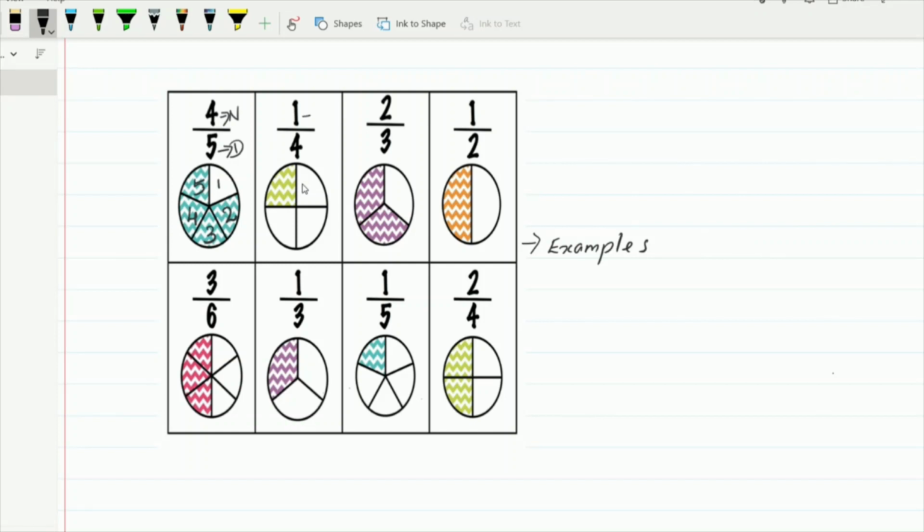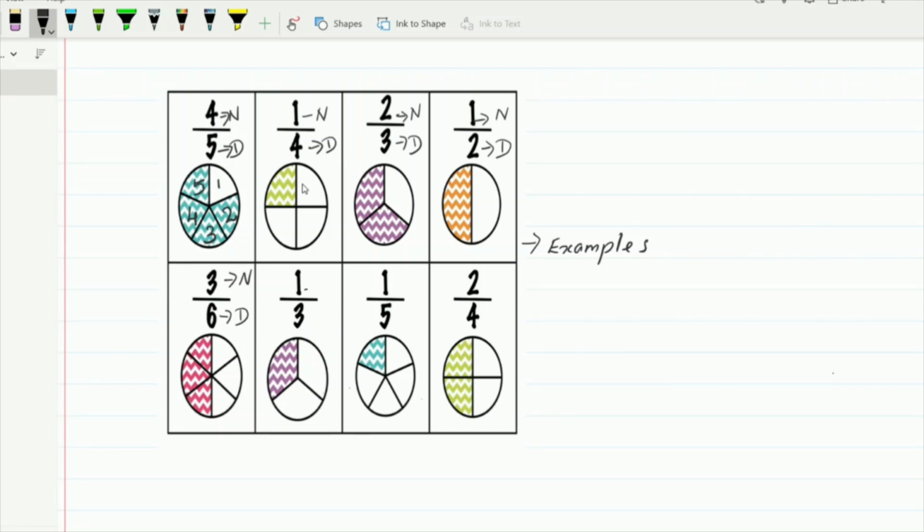In the same way here, the numerator is 1 out of a total of 4 parts, so the denominator is 4. Total 4 parts, 1 part is selected, therefore the fraction is 1 by 4. In this case 2 parts are selected out of 3, so 2 is the numerator and 3 is the denominator. In the 1 by 2 fraction, 1 is the numerator and 2 is the denominator. That figure is divided into 2 equal parts and we have selected 1 part, so the fraction becomes 1 by 2. This figure is divided into a total of 6 equal parts and we have selected 3 parts, so 3 is the numerator and 6 is the denominator.